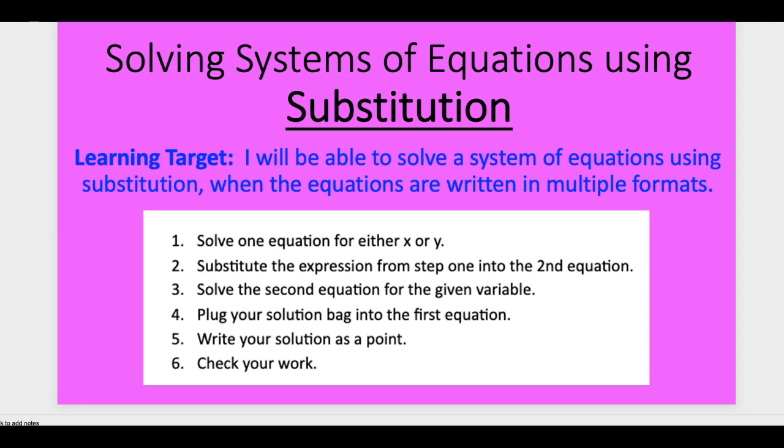So we're going to follow very similar steps that we did when we learned about substitution last week, but it's possible that one or more of the equations in our systems is not written in slope-intercept form. And if that's the case, we're going to rewrite or solve one of our equations for either variable. So it could either be x or y. We're going to dive right in and start doing some examples together.